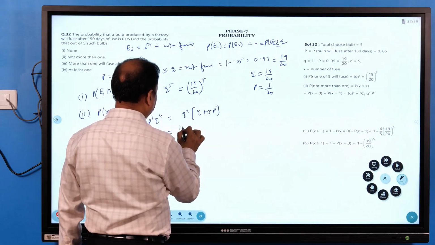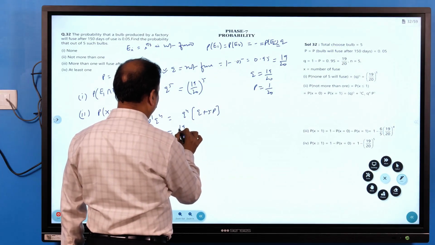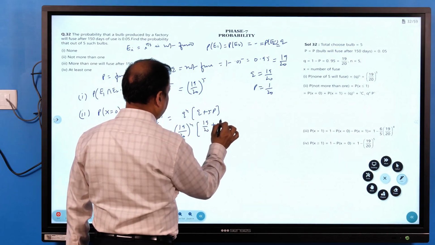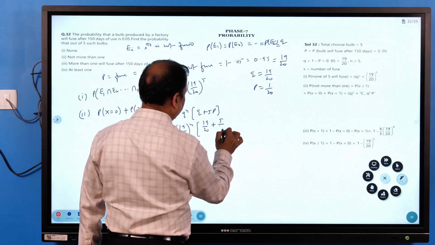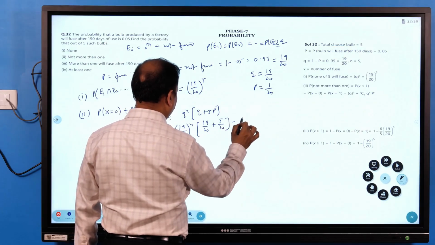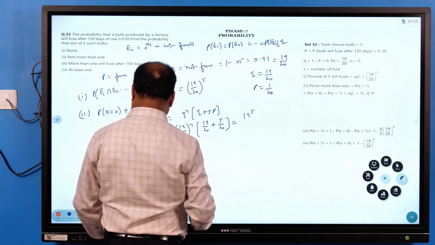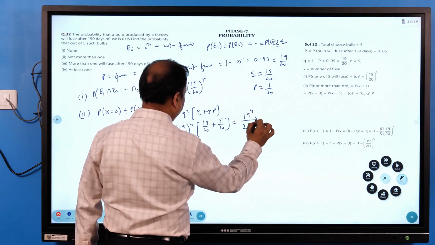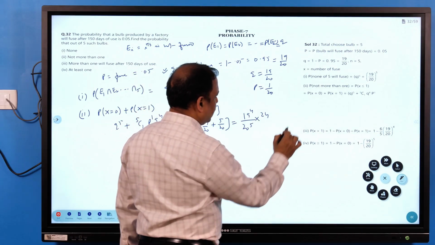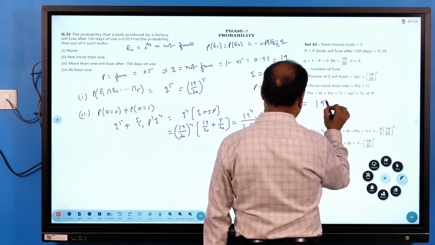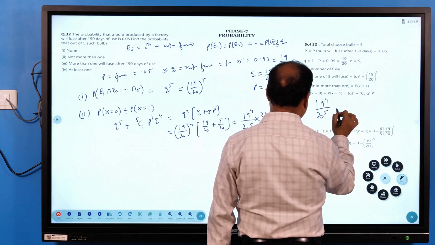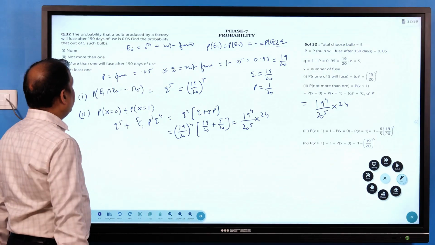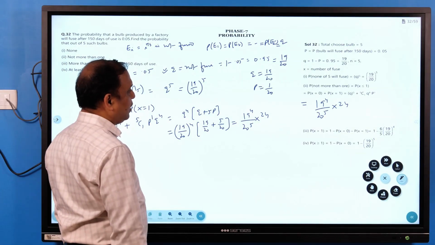So this is equal to 19 upon 20 raised to power 4 into 19 upon 20 plus 5 upon 20. So this is equal to 19 raised to power 4 upon 20 raised to power 5 into 24. So this will be the answer of this. If you calculate this, it will come 19 raised to power 4 upon 20 raised to power 5 into 24. You can further simplify if you want. That is the answer.